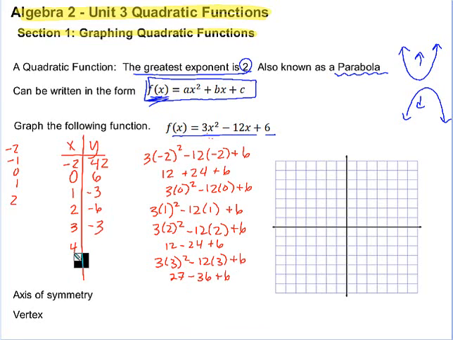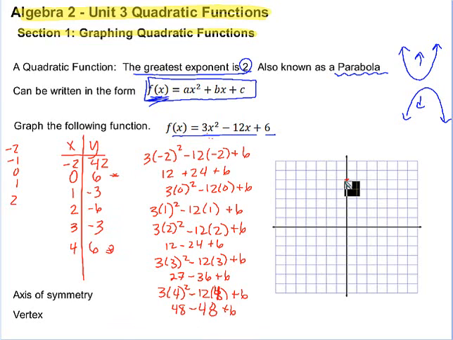And then we have 4, 3 times 4 squared minus 12 times 4 plus 6. 4 squared is 16 times 3 would be 48. Minus 12 times 4 is 48 plus 6, so that gives us 6. Notice last time when we had 6 over here, we went really far off the graph, so we'll just stop there and we'll plot those points.